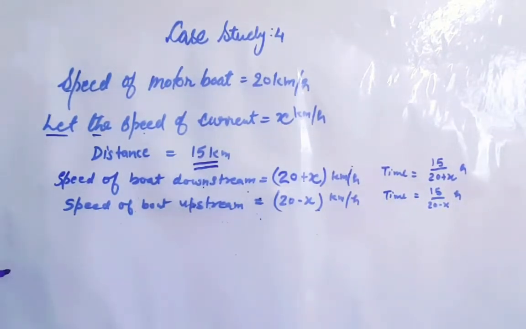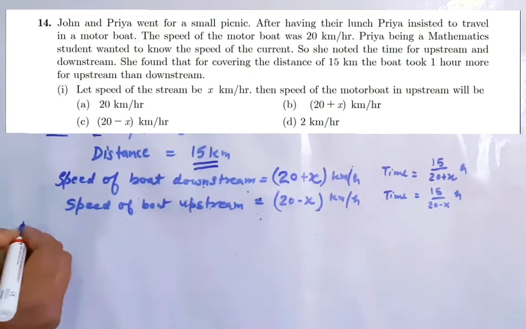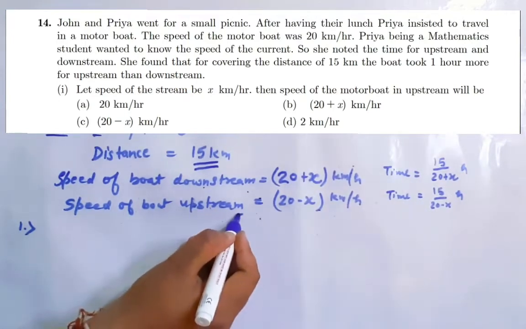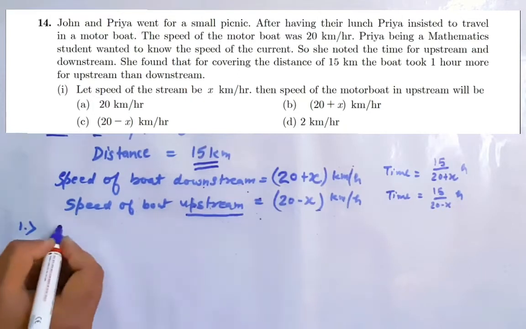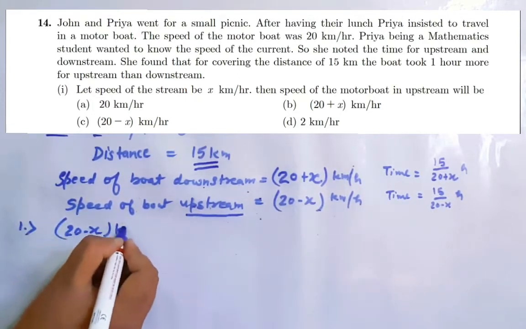The first question is: let the speed of the stream be x km per hour, then what is the speed of the motorboat upstream? Upstream means opposite to the current. It will be 20 minus x kilometer per hour.